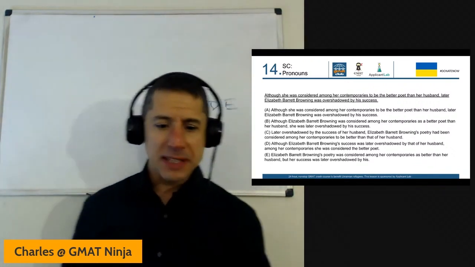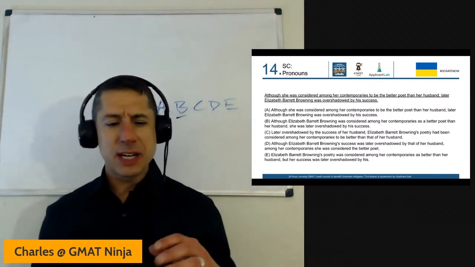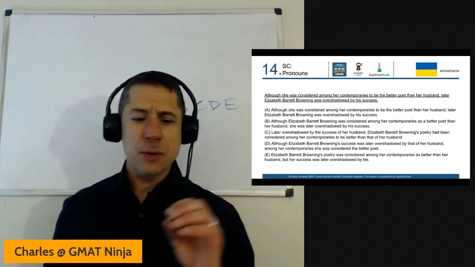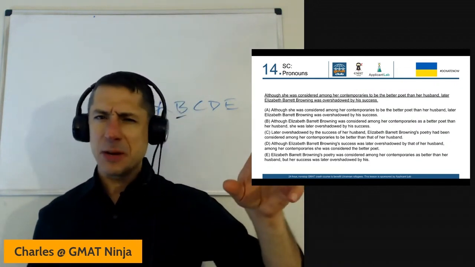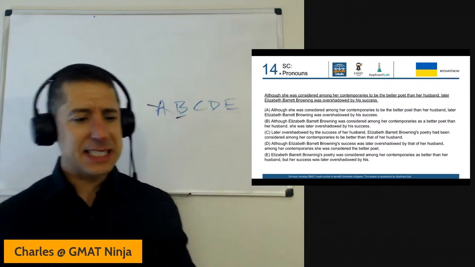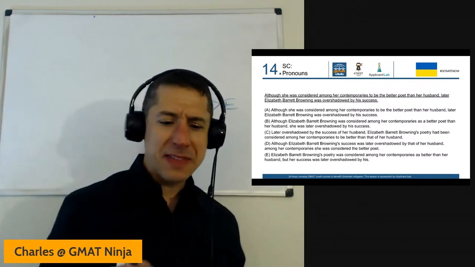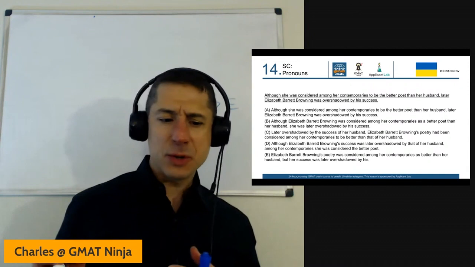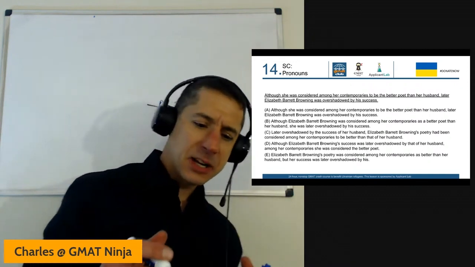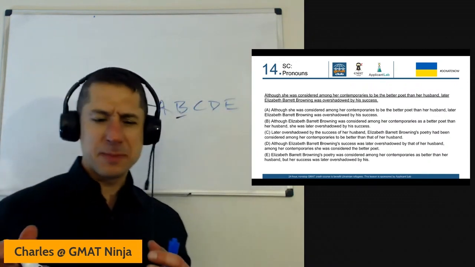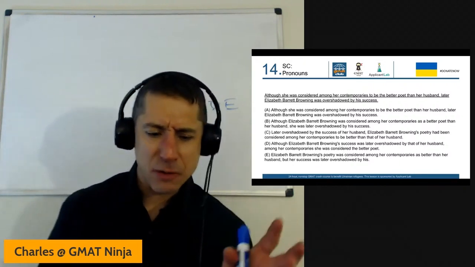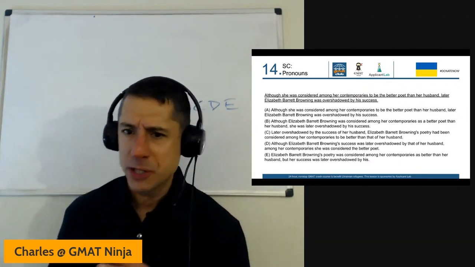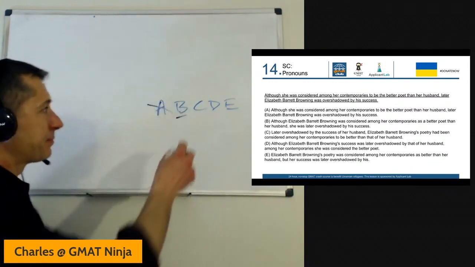C: Later overshadowed by the success of her husband, her poetry. Okay, now that's way off. Her poetry is overshadowed later by the success of her husband. Her poetry is overshadowed by success. That's nonsense. Had been considered among her contemporaries to be better than that of her husband. What's the "that of" doing there in C? Was considered to be better than, her poetry was better than the poetry of her husband. I guess that's fine. But I think that later overshadowed by the success of her husband, her poetry, is total nonsense.